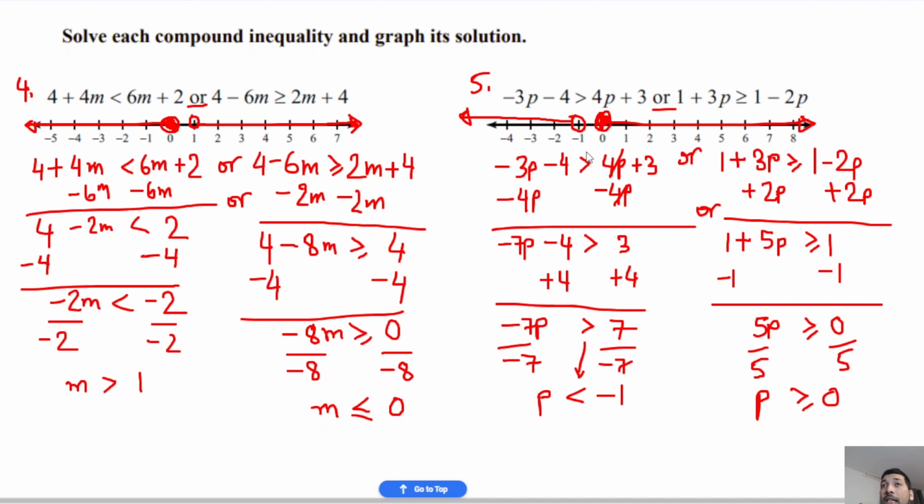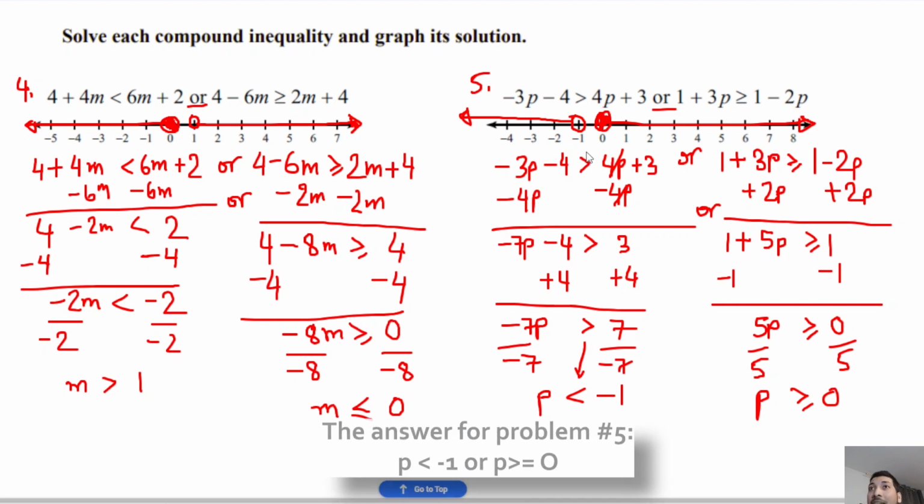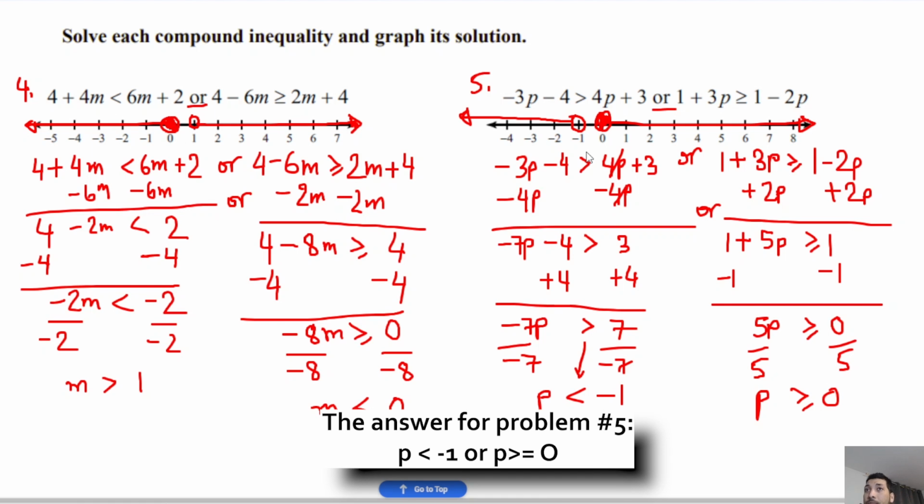So this is how we make a distinction between AND inequality and OR inequality. I hope this has been helpful, and I'll see you in the next one.